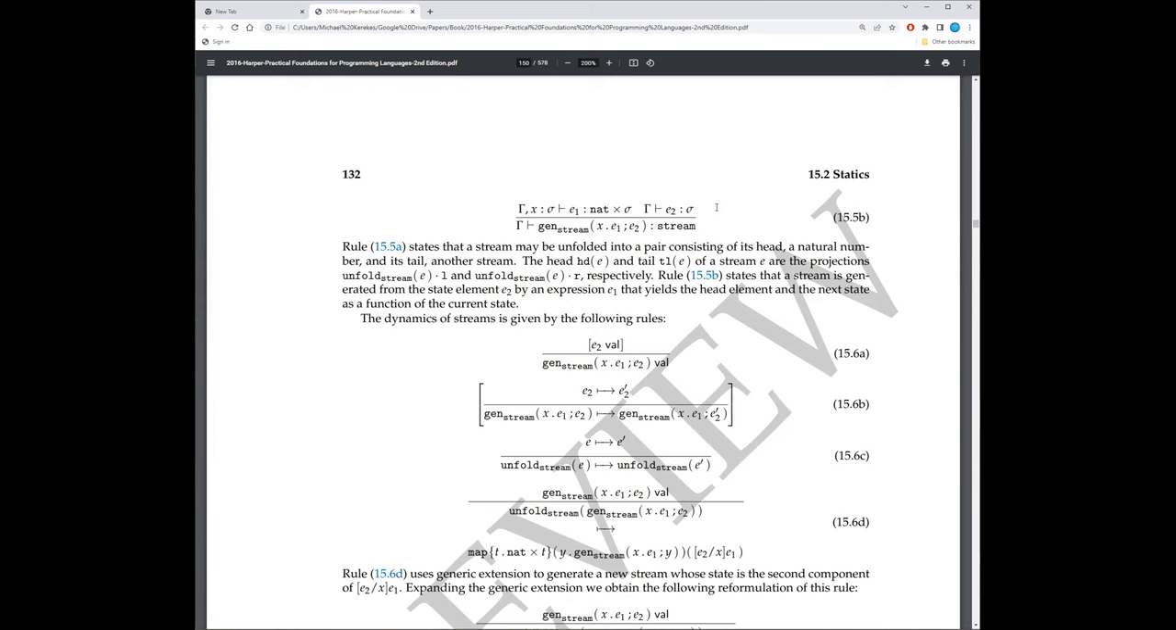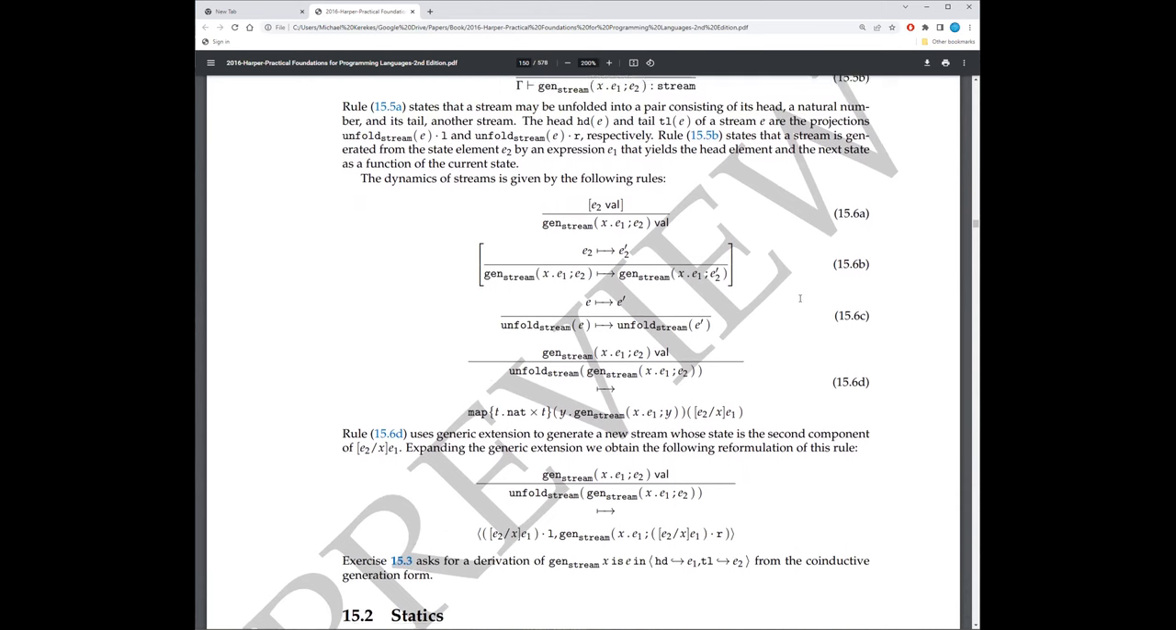Oh, okay, so I get it now. This is kind of the state of the stream, and the nats are the product, or what's being generated by the stream. So you can have some arbitrary hidden state that you're using to generate each natural number. I don't know what a good example of that is, but I have code examples that make it more obvious. Okay.